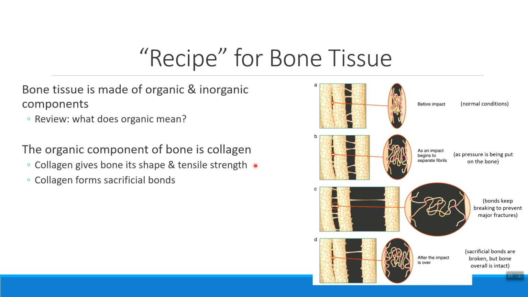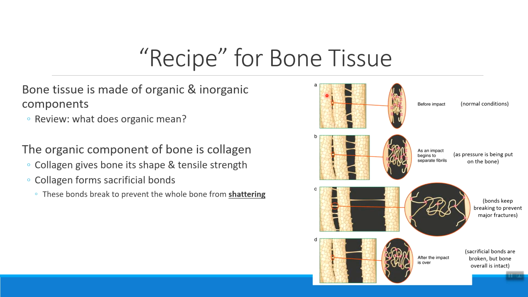The function of collagen is to make something called sacrificial bonds. And when we talk about a sacrificial bond, this is a kind of chemical bond that can break without causing the entire bone to break or the entire bone to shatter. So let's take a look at our picture over here to explore sacrificial bonds.